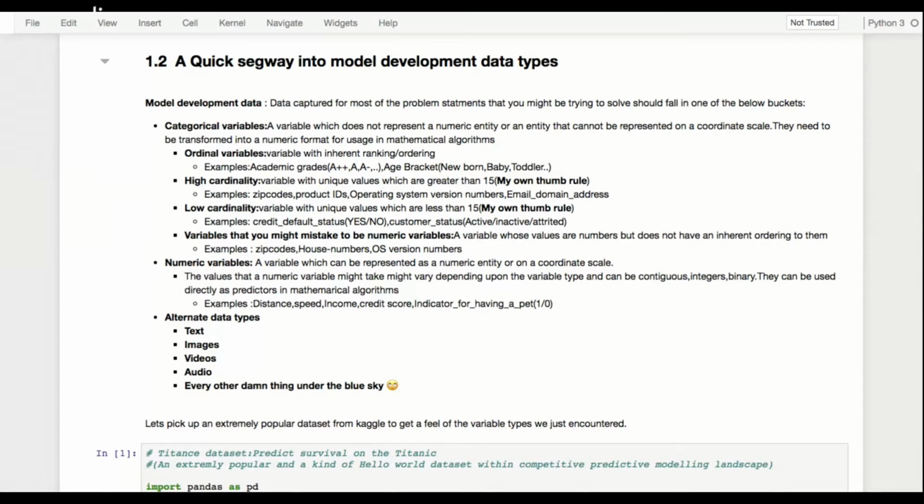When you're trying to solve a problem which is tabular in its essence, you will mainly come across two kinds of variables: categorical variables and numeric variables. To keep it simple, categorical variables are variables which are probably not numeric in form, for example, academic grades, age bracket, and so on. Numeric variables are variables which are numeric in form, which you can represent on a number line, for example, distance, speed, income, credit score, and so on. And then there are alternate data types, which are not part of a tabular data problem per se. Depending upon how you define it, you can do a modality shift and represent it as a tabular data problem, but we will not talk about it here due to lack of time.